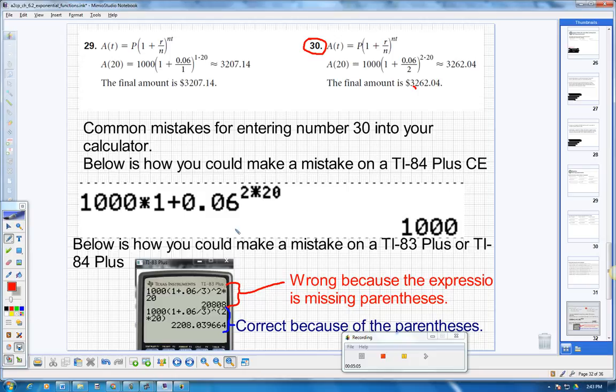If you're using the TI-83 Plus, you want to make sure, in addition to using parentheses, you can see the parentheses right there, that your exponent is either just a regular number, in this case 2 times 20, which is 40, or you must put those numbers being multiplied in the exponent in parentheses as well.